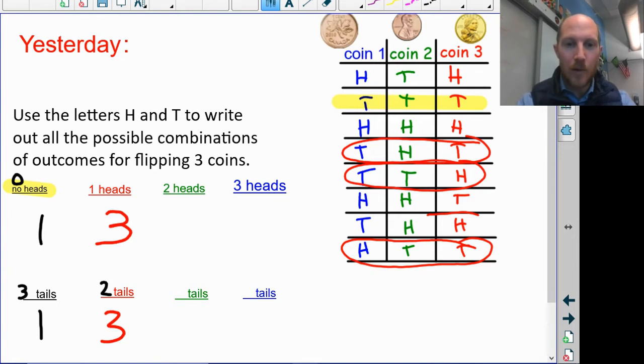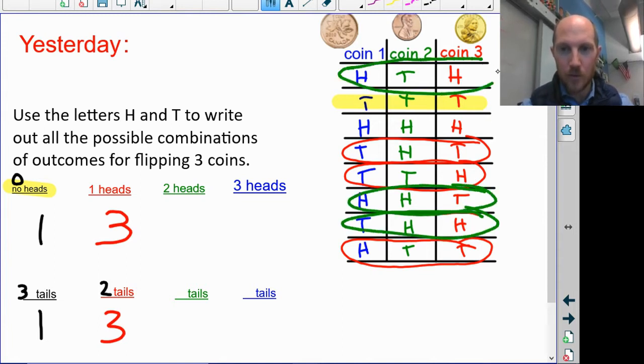All right, well, what about two heads? How many different ways could we get two heads? Give you a minute to look. Two heads, two heads, two heads. There are three outcomes there. If you think about the coins, if there are two heads, the other coin would have to be tails, so one tails. How many ways could I get one tail? Well, those same three outcomes give me one tail.